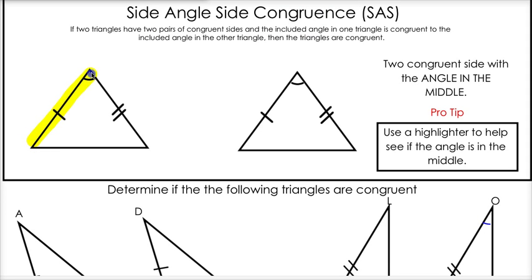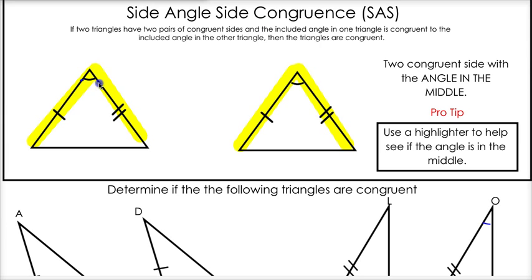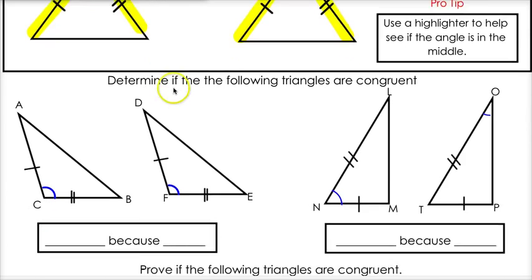So if you look here, we're going to highlight our congruent sides in both of these. And then you're going to mark your congruent angle, which is right over here. Is this angle in between those two sides? Is this in the middle of those two sides? Yes, it's right in the middle. So since there are two congruent sides and a congruent angle in the middle of the two sides, we know that these two triangles are congruent because of side, angle, side.